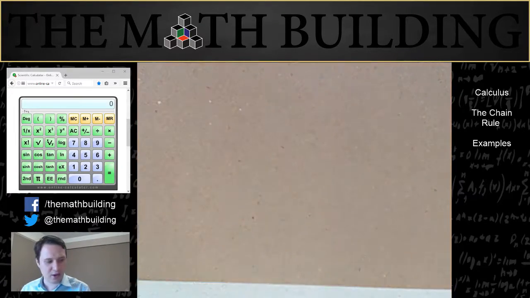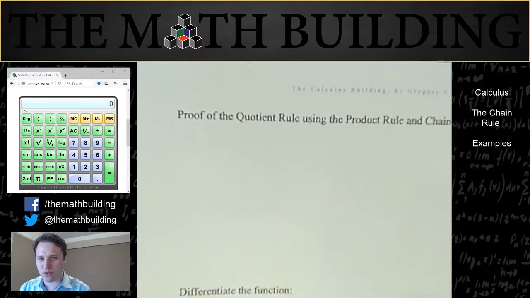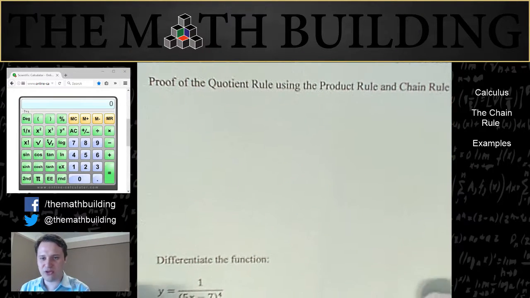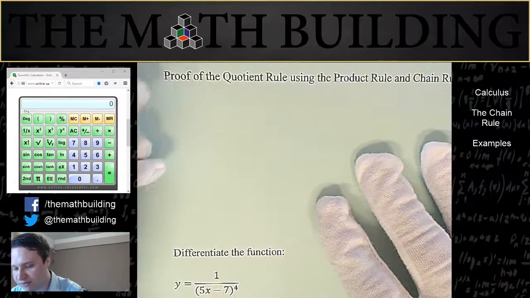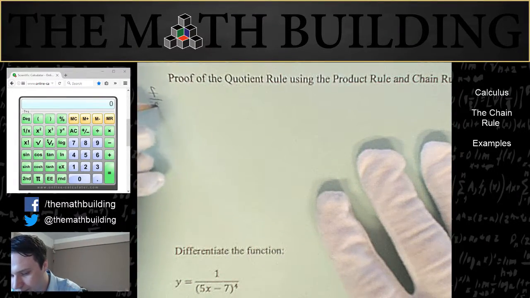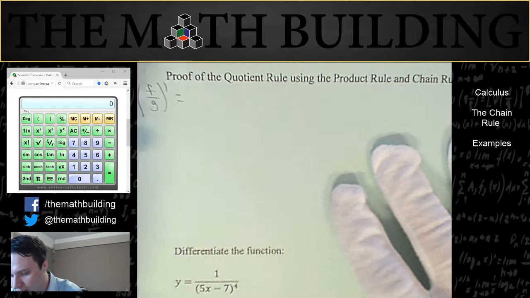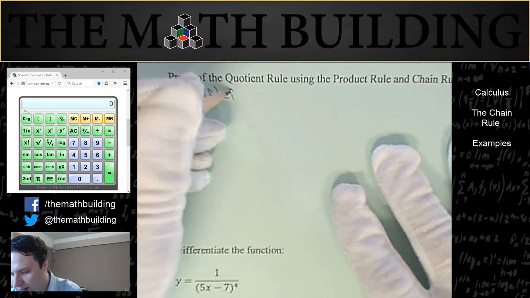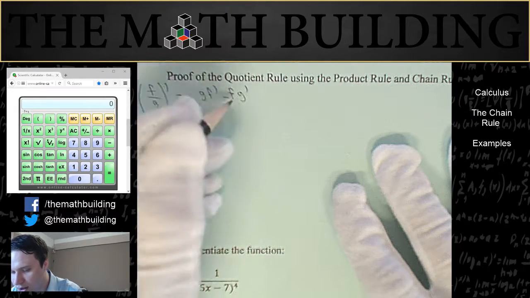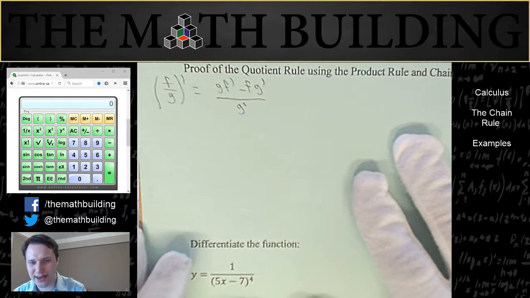So let's finish this video with this. I promised you that I would prove the quotient rule with the chain rule. So here would be the proof of the quotient rule, which, as a reminder, if you have f over g, the derivative of that is equal to low d high minus high d low all over low squared. So that's what I'm going to prove for you right now.